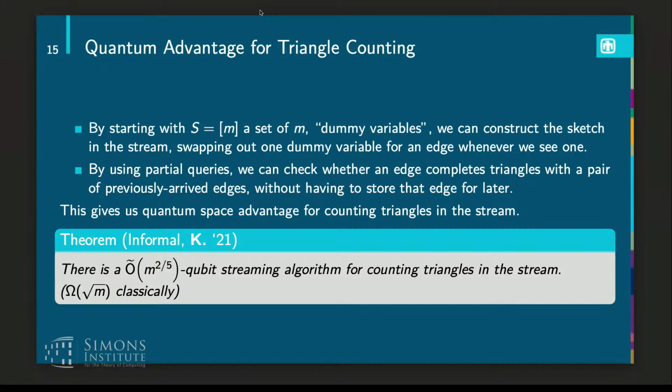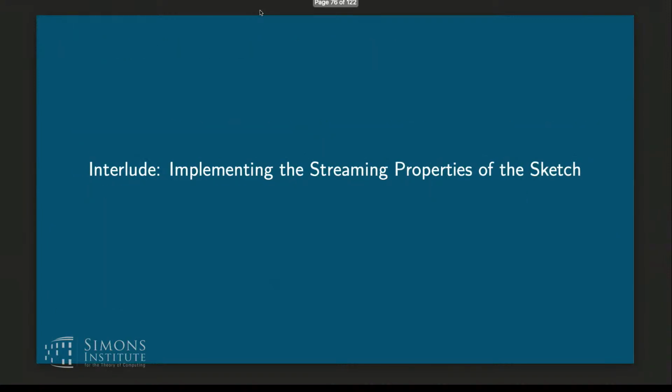You can also describe this algorithm for more general settings of the parameters of the triangle problem, but the expression becomes both horrendous and not very illuminating, so I'm going to omit it here. So that's what I had to say about triangle counting. Are there any questions about that?